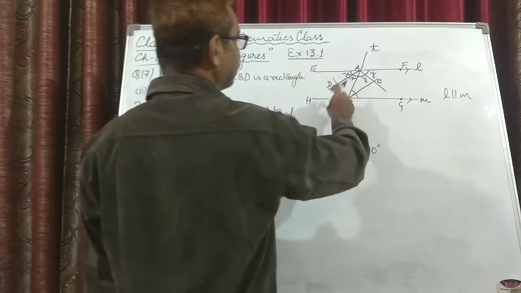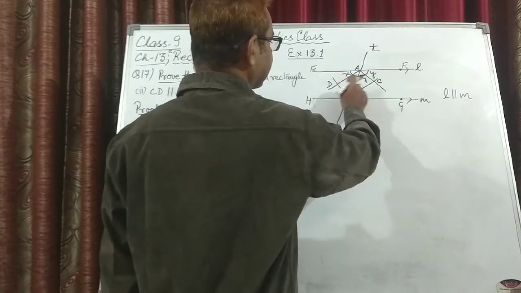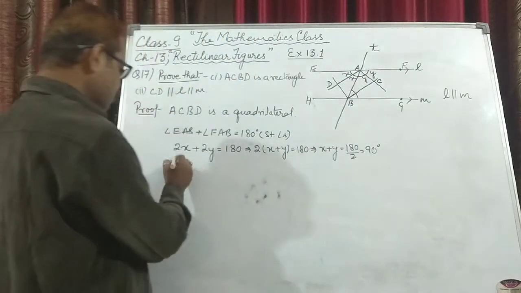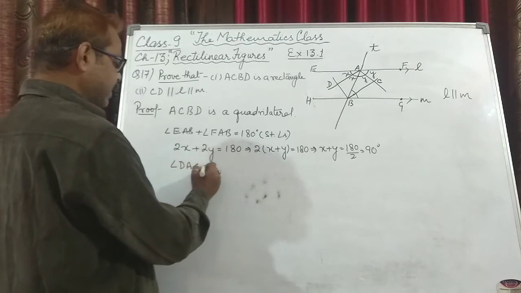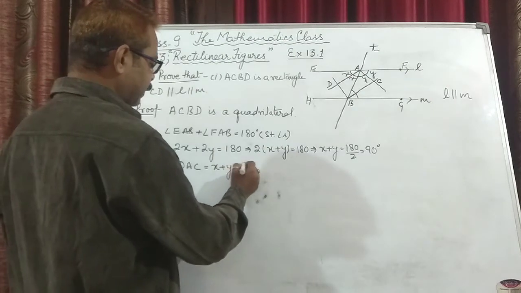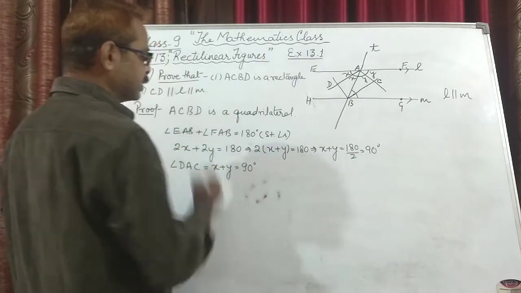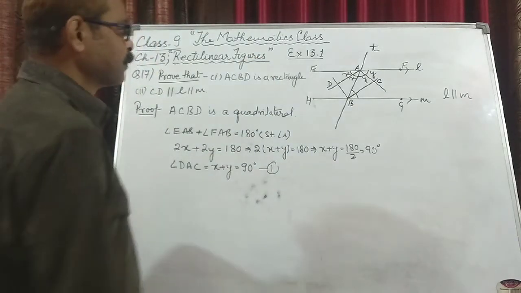It means if I take angle DAC, that is x plus y. So we can say angle DAC, its value is x plus y, so its numerical value will be 90 degrees. We have proved one angle as 90 degrees.